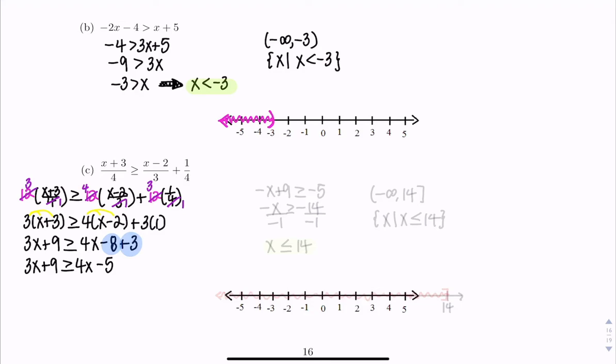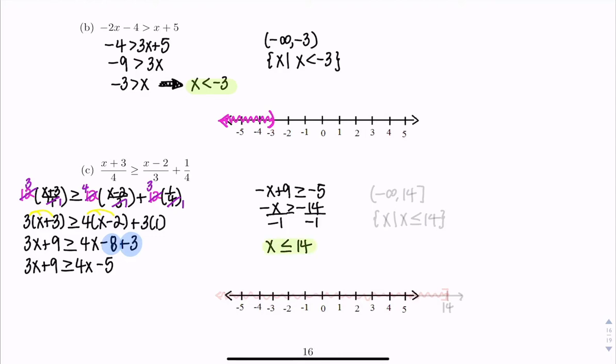We want to get x by itself on one side. So I'm going to subtract 4x from both sides. We have -x plus 9 is greater than or equal to -5. Let's subtract 9 from both sides. And so we get that -x is greater than or equal to -14. But I don't want -x, I want positive x. So we're going to divide both sides by -1. But when I divide by a negative number, I have to flip the sign. So what we really have is x is less than or equal to 14.